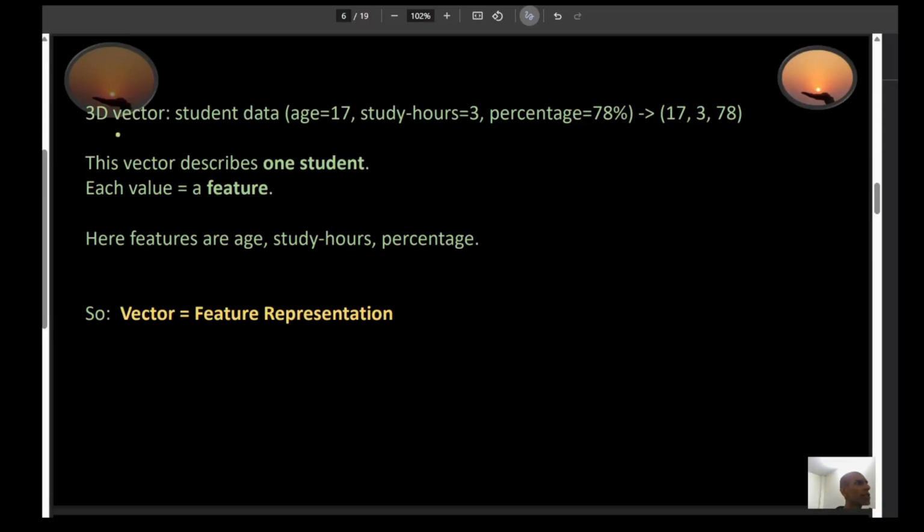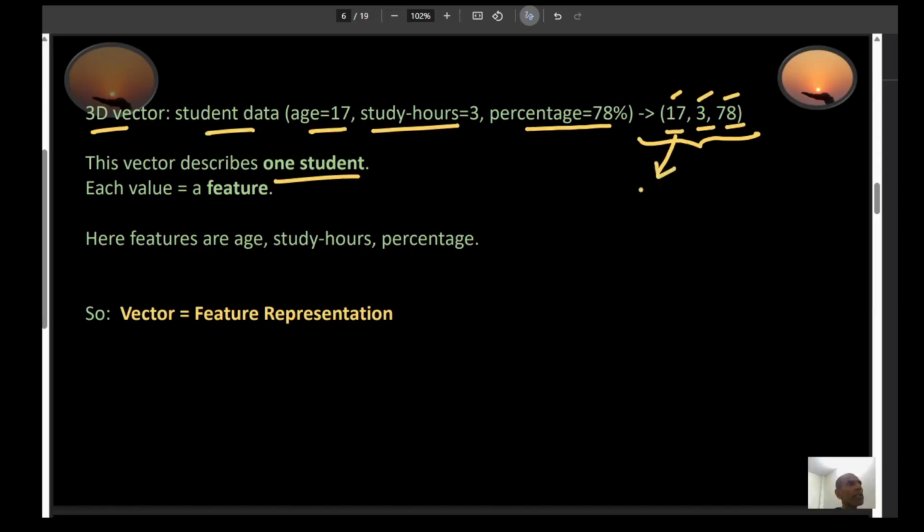Now let's understand this 3D vector. A student's data: age is 17, study hours is 3, percentage is 78%. So this vector would be 17, 3, 78. This particular vector describes one student, and each of these values is called a feature. So in this particular instance, I have three features.